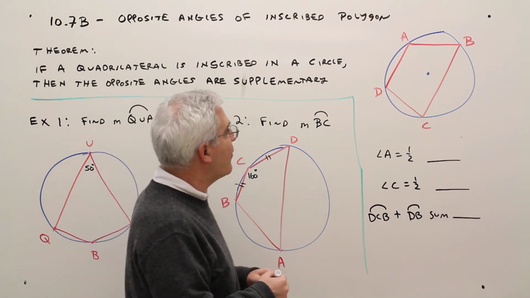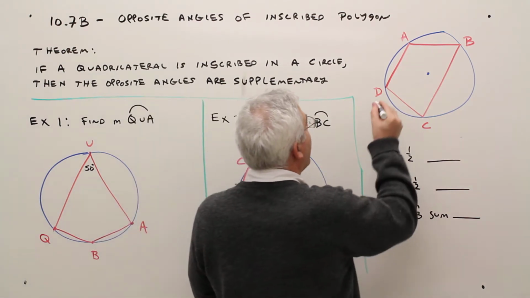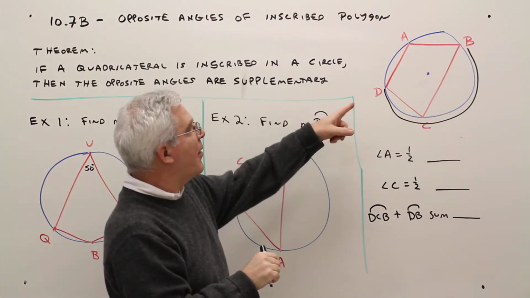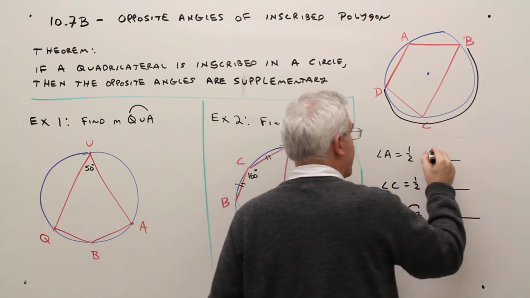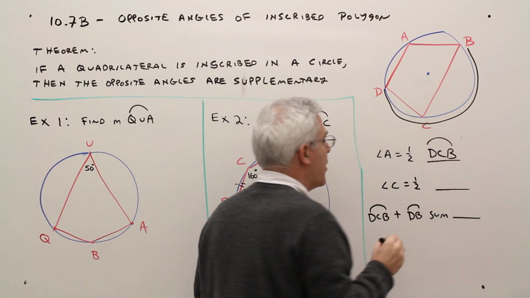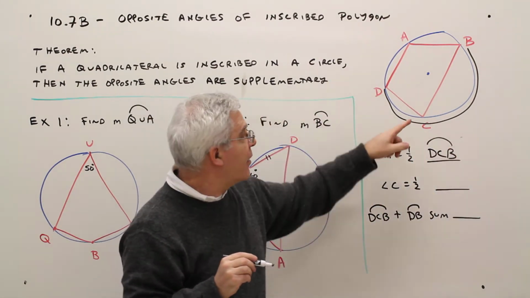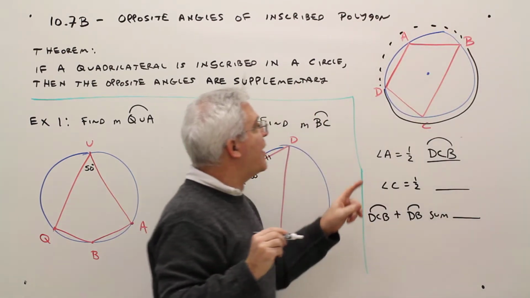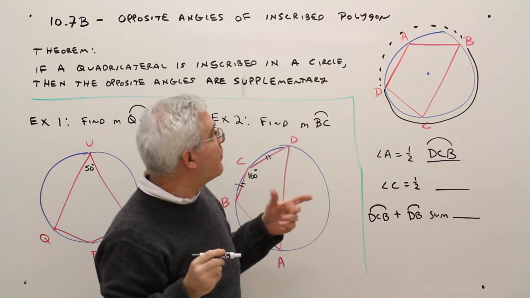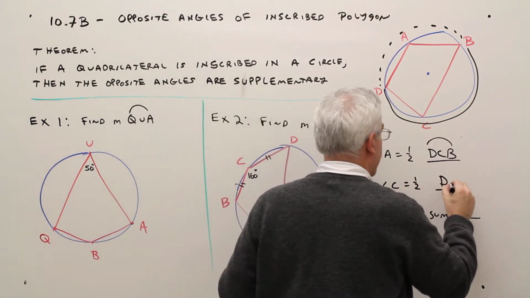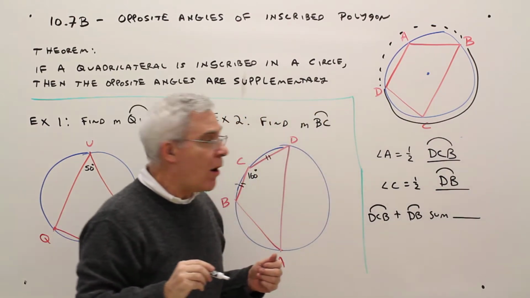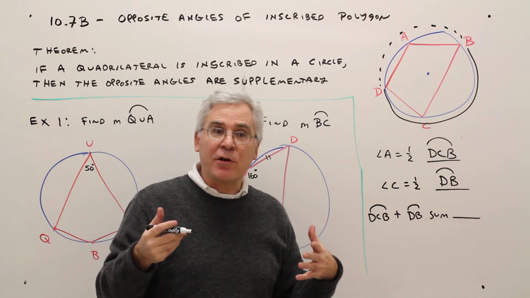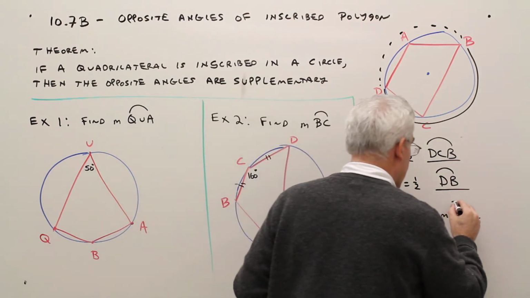Notice that the measure of angle A would be 1/2 of arc DCB. It's an inscribed angle. Notice that angle C would be 1/2 of arc DB. Oh, notice that those two arcs in question sum to 360.